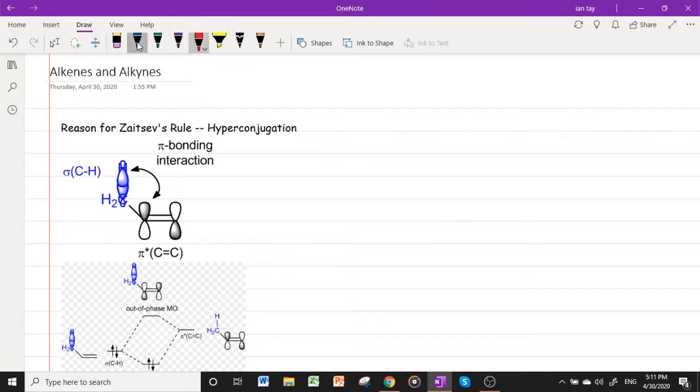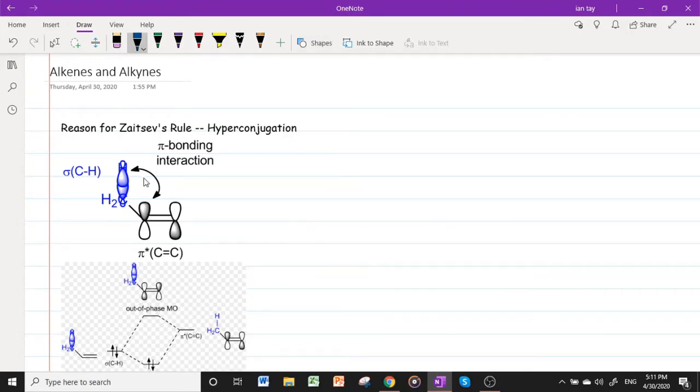So I'm sure that all of you have heard of Zaitsev's rule before, which is that the more substituted an alkene is, the more stable it is, right? It has alkyl groups directly bonded to the C=C double bond, stabilizing the molecule. So why is this so? We have to take a look at the molecular interactions that are actually occurring.